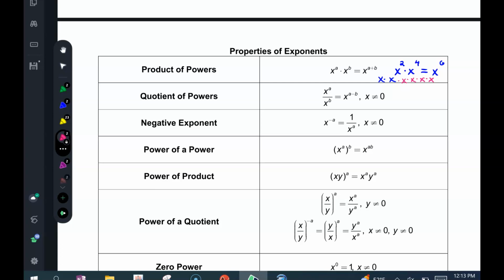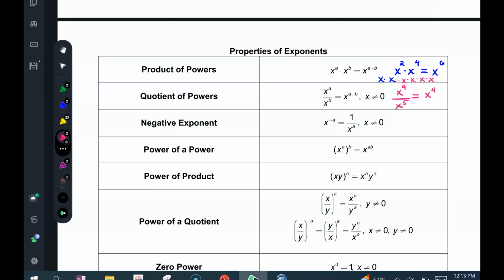Okay, quotient of powers. If I have x to the a over x to the b, we subtract the exponents. I'll give you an example. x to the 9th over x to the 5th becomes x to the 4th.